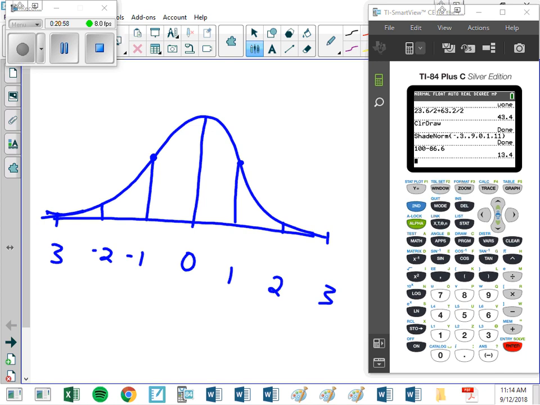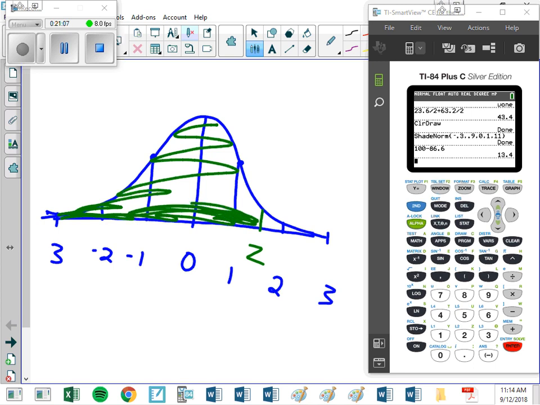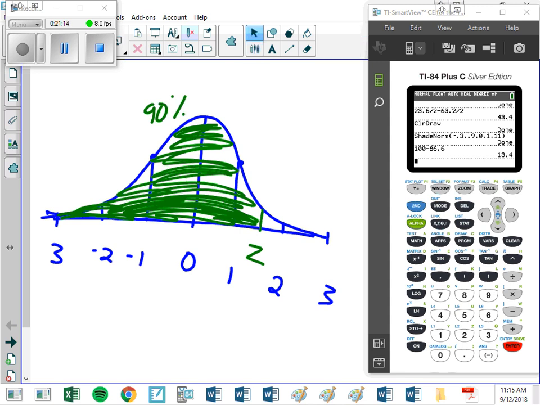So, over here I have some z value. I don't know where it is, but I know that the area of everything to the left, so all of this stuff, is 90%. The question is, where is the z? How do you figure that out? Can I look up 90% in the table? No. Why not? The table only tells you central area.